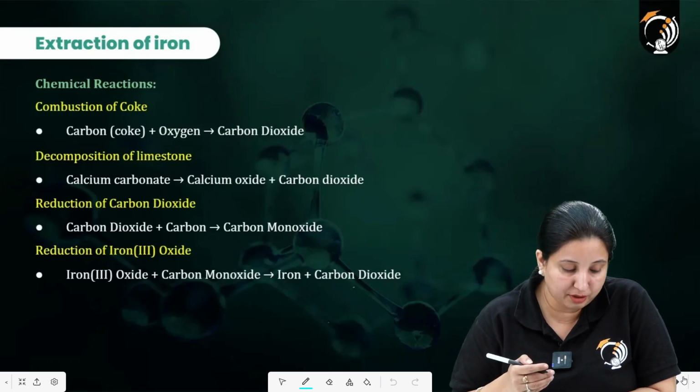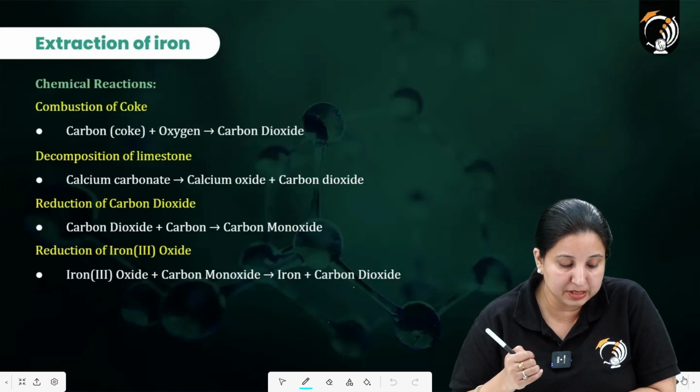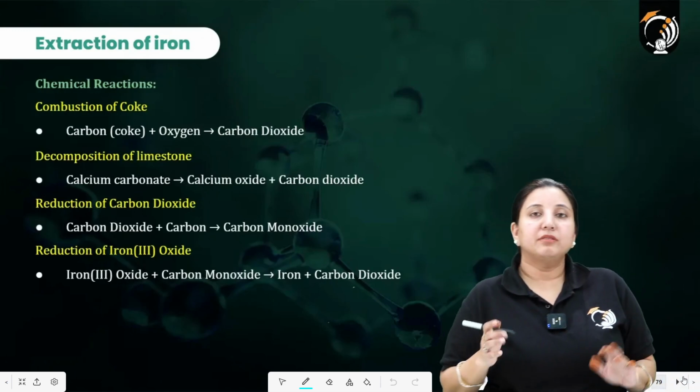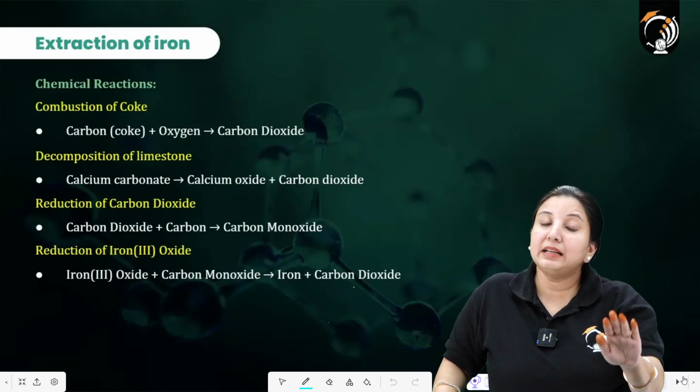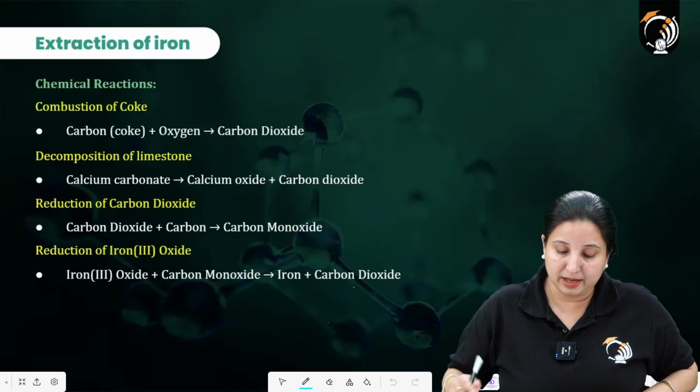Then decomposition of the limestone. It is going to provide you calcium oxide and carbon dioxide. Then reduction of the carbon dioxide. It is converted into carbon monoxide, and that carbon monoxide is going to reduce the iron oxide.